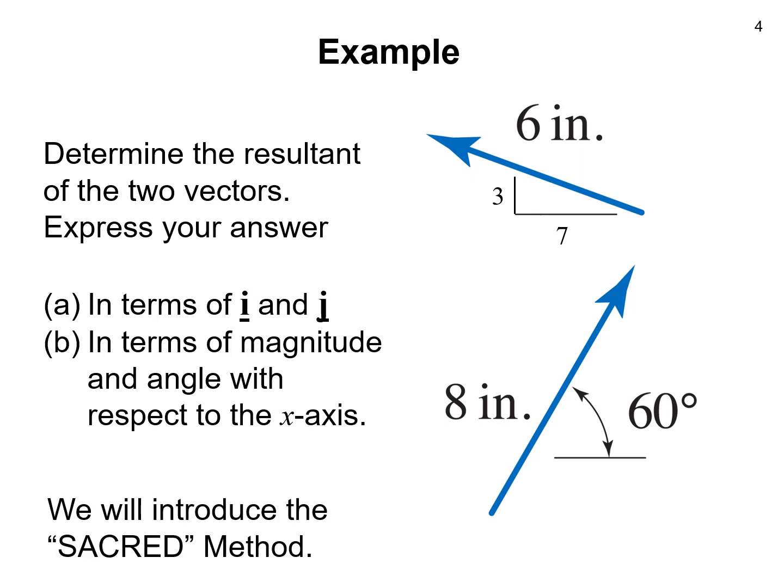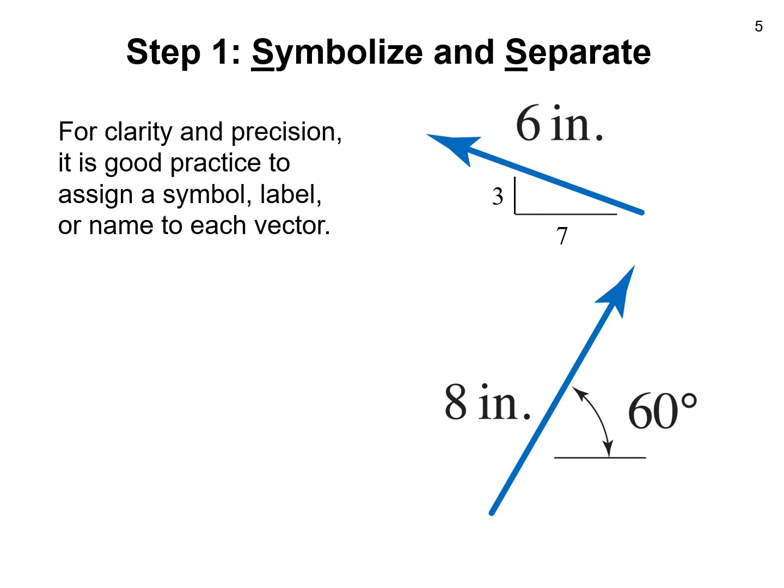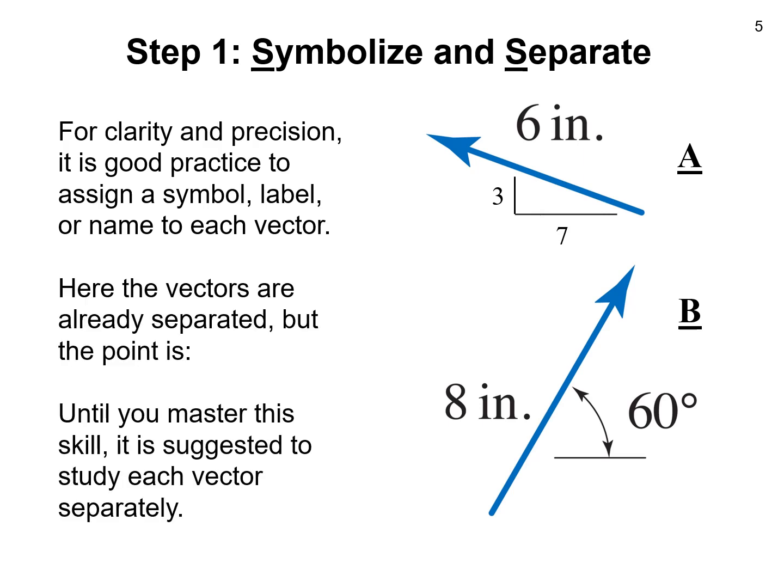And we'll again use this thing called sacred, okay? The first letter being S, we're going to symbolize and separate the vectors. And my point here is that it's a good practice, even though we have numbers given, to give a label or a name or a symbol for each vector so that we can talk about them in a precise manner. So I'll call the first vector A, the second vector B. And here it turned out the way I gave you the vectors, they already were separated, but I'll just emphasize that at this level of the course, until you become a master at this, I want to look at each vector separately so that we can go step by step.